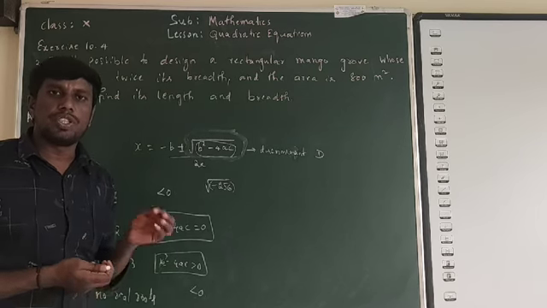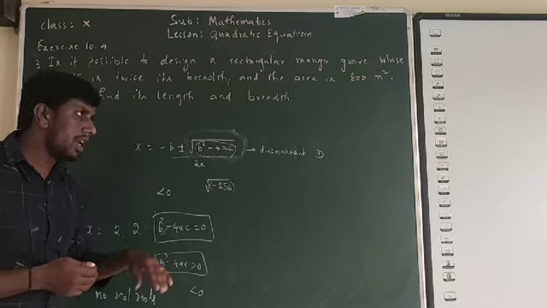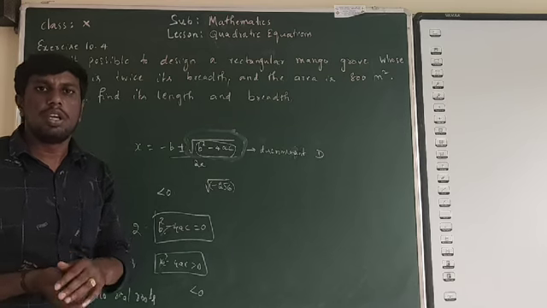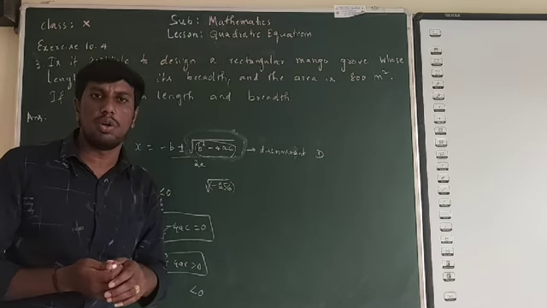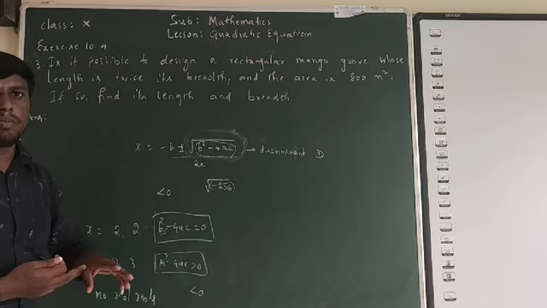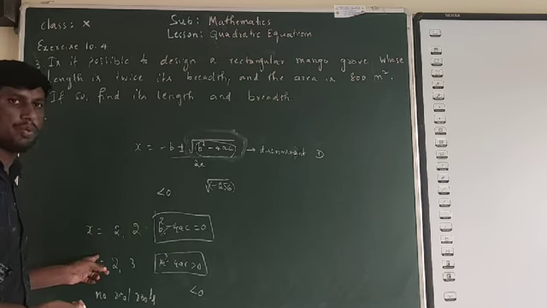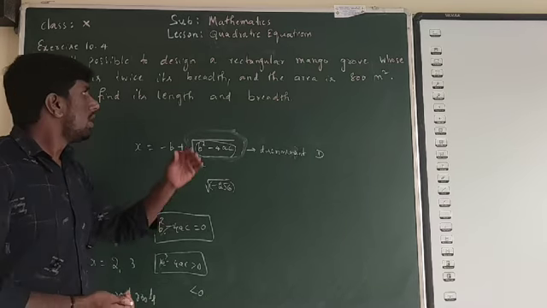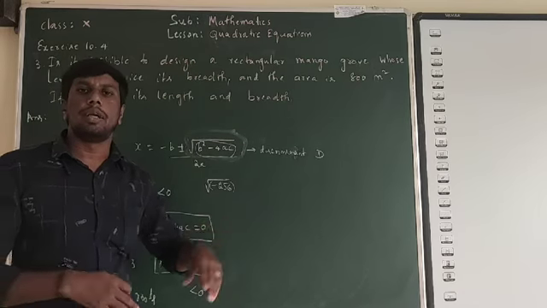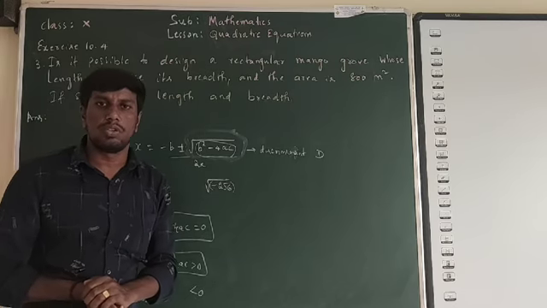If b square minus 4ac value is equal to 0 or greater than 0, then I can conclude that it is possible to design a rectangular mango grove. Suppose b square minus 4ac is less than 0, that is a negative value, then it is not possible because we don't have real roots. If we don't have real roots, we are not getting an x value. If we are not getting an x value, then what will be defined for x, either length or breadth? We can't define that value for this particular situation. So that is the conclusion.